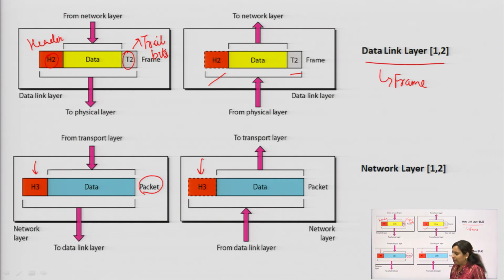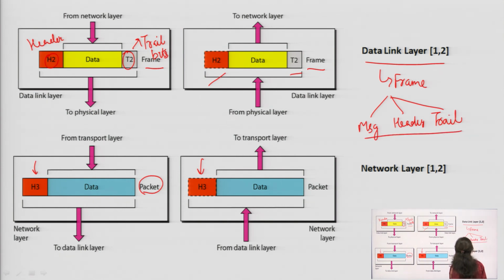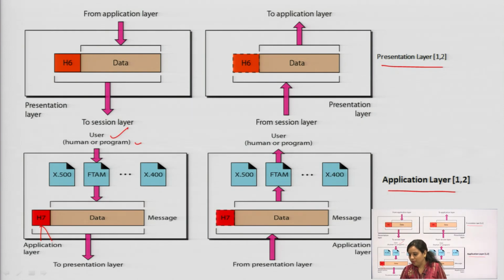Next is the data link layer. In the data link layer, we have to use the frame. A frame is made up of the message, the header, and the trail bits. So, these three make up a frame. At the network layer, the packet will be formed where the data is headed by the header. This is at the 3rd layer. So, this is how the network layer operation will be performed.